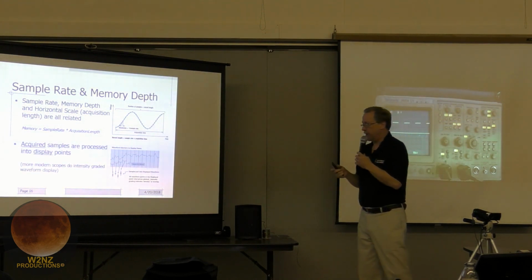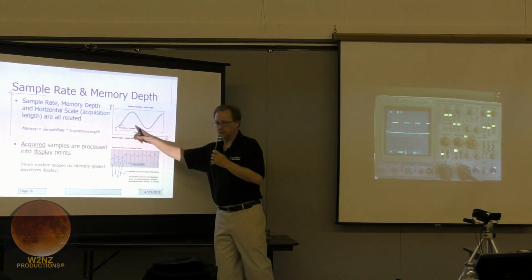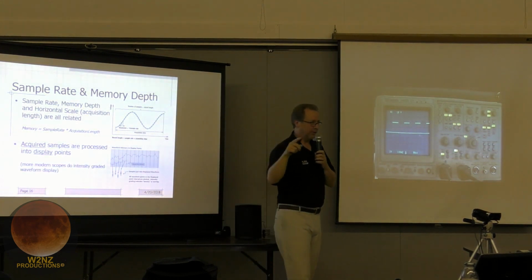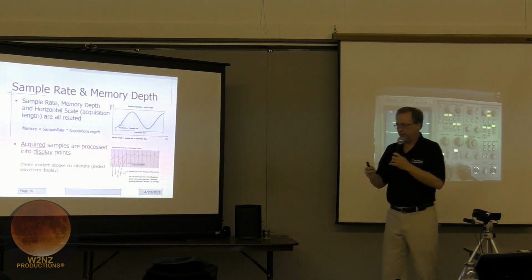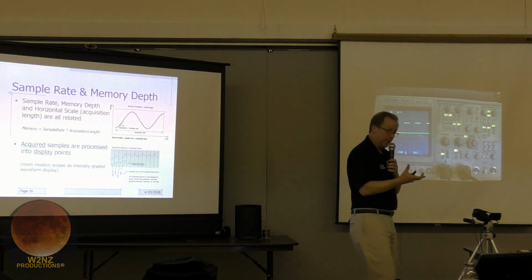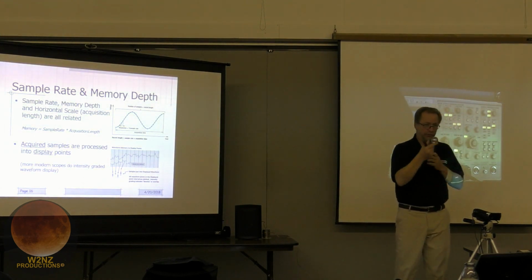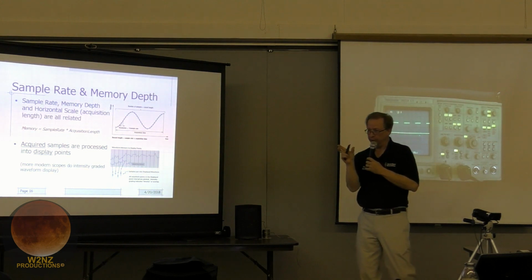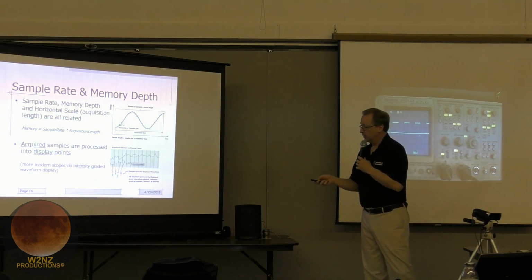Now, a lot of what will drive that is memory. Ideally, I'd want to sample this thing millions of times across the screen so that I get a very faithful representation of that signal. But if I do that, that waveform is going to encompass many, many samples, so I have to have a lot of memory to do that. As you can imagine, waveform memory, sample rate, and the acquisition length or horizontal settings are all related. In fact, it's a very simple relationship.